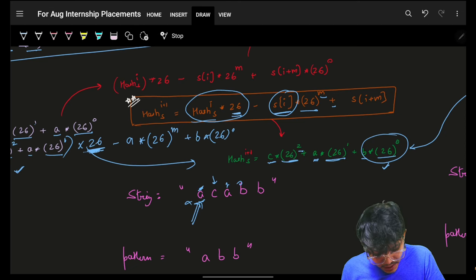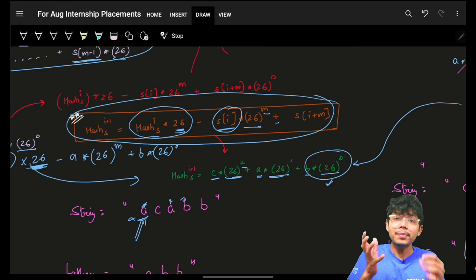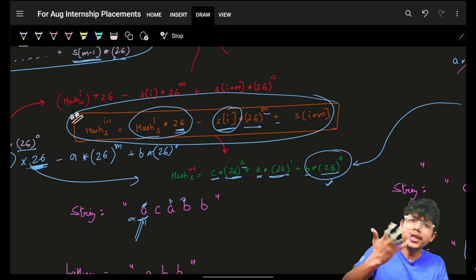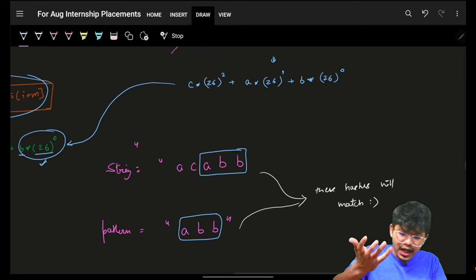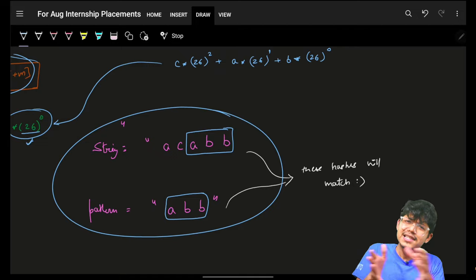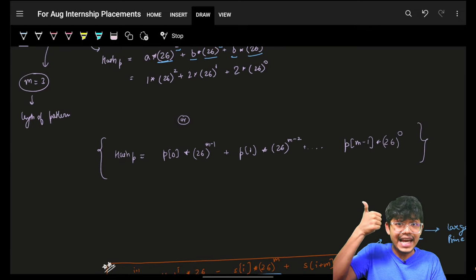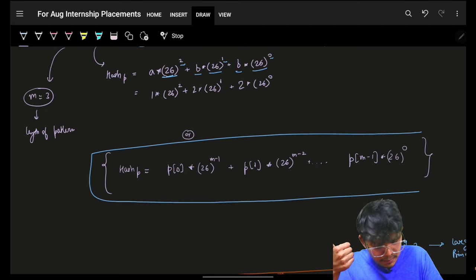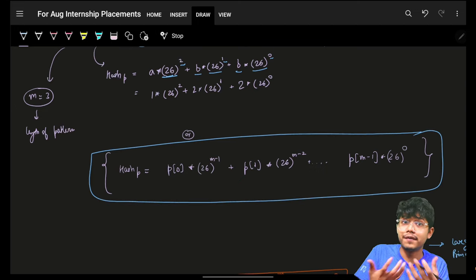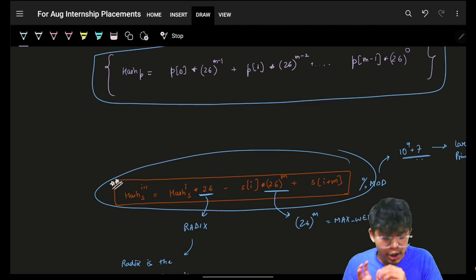Now, coming back, we will get a new hash. So this is how I can, in O of 1 operation, compute a new hash. You can repeat this exact same process to get a new hash for the new string onwards. Simple sliding window. So now we have seen how we find the hash of the pattern, and in the same way, I can keep on finding my new hash.